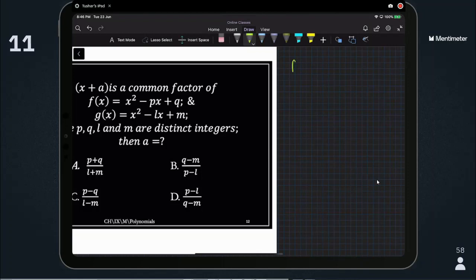That means f of minus a will be 0. Do you agree? Say why. f of minus a will be 0. Similarly, x plus a is a factor of g(x). So, do you agree for this as well? g of minus a. Dhruv says how. Okay. x plus a is a factor. Dhruv, factor theorem. What is the factor theorem?